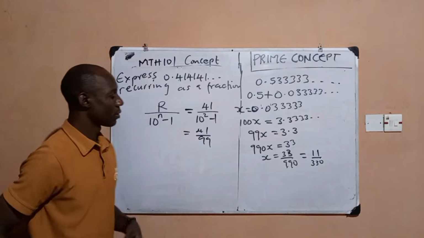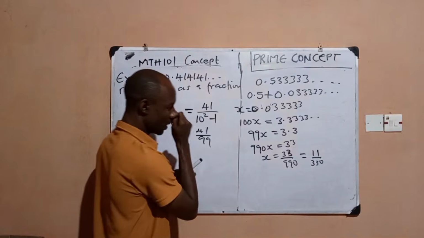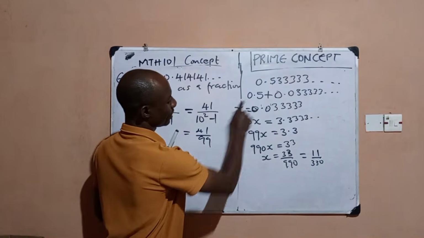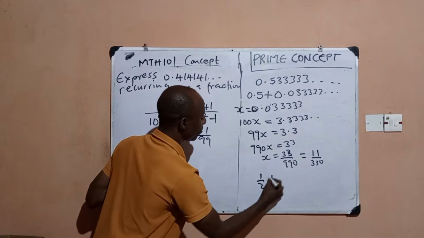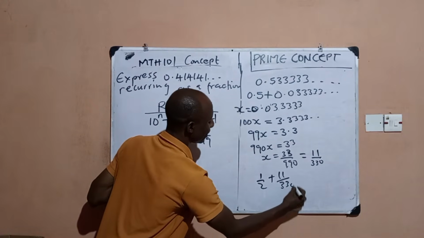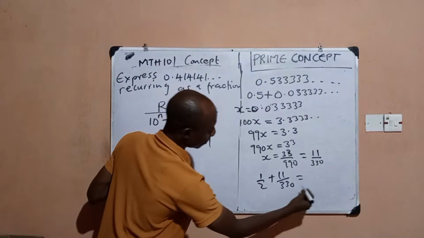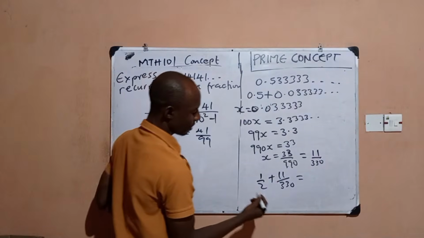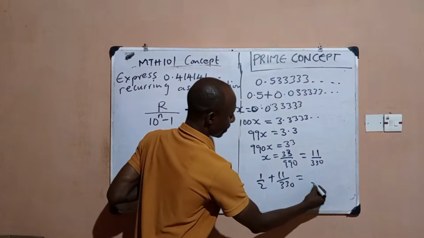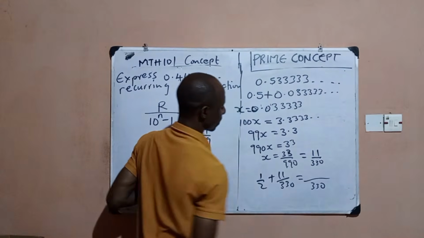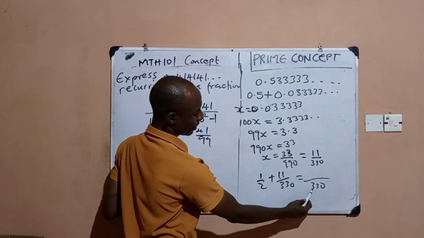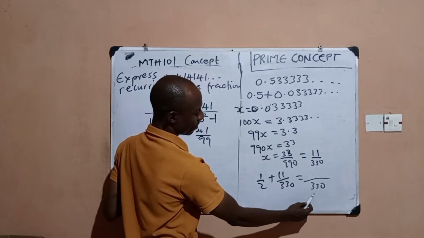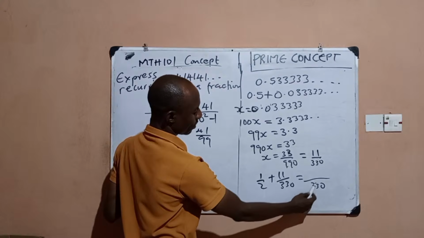So now, what you're going to do is, remember, you have this part. So your final answer becomes this, which is 1/2 plus 11/330. So what is your LCM going to be? Your LCM is going to be, I think, 330. You can add it. 2 in 3 is 1. Remember, 2 in 3 is 1, remember 1, put 1.